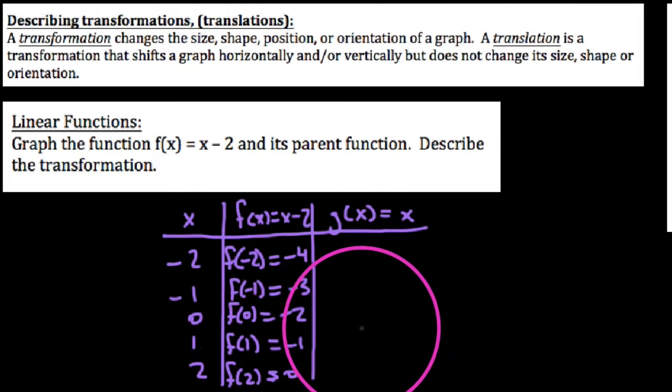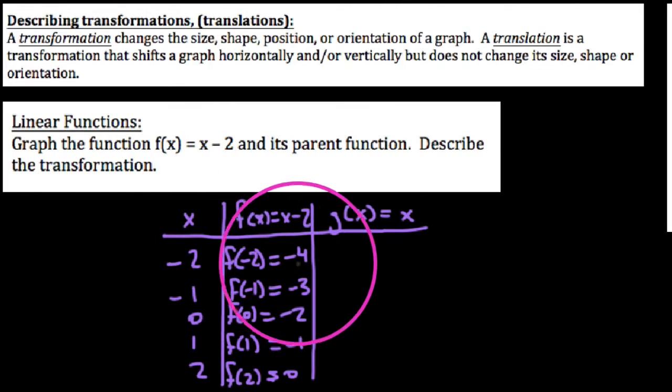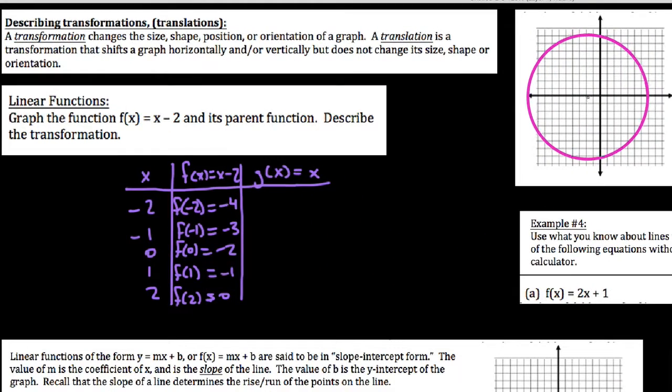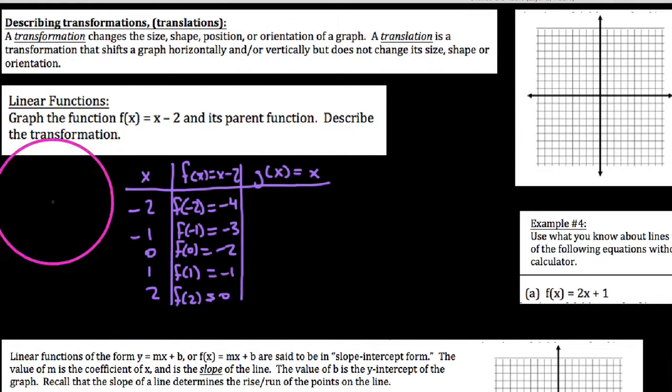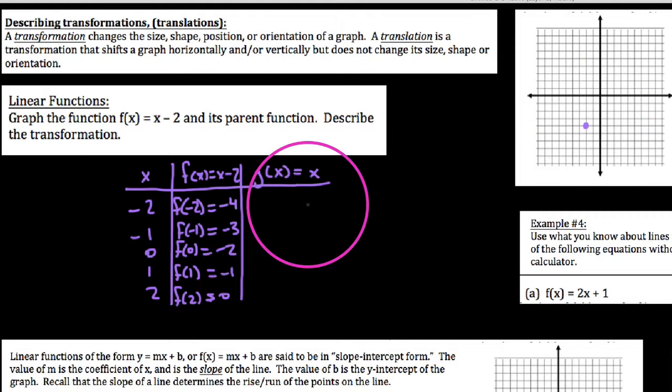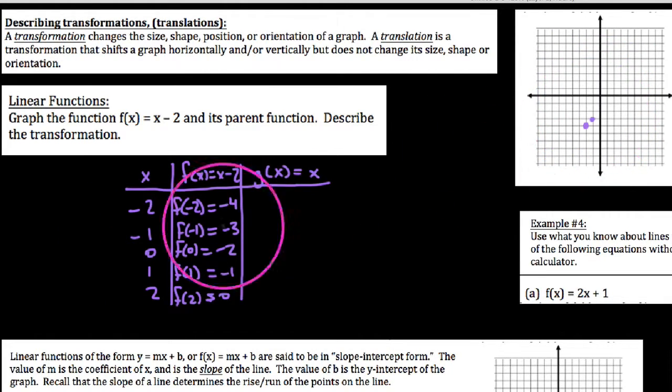So what we want to do is start by graphing this here. And we notice that negative 2, negative 4 is on our graph. So I'm going to go left 2, down 4. We'll drop that on here. We have negative 1 comma negative 3 is also a solution pair. We have 0 comma negative 2, 1 comma negative 1, and then 2 comma 0.